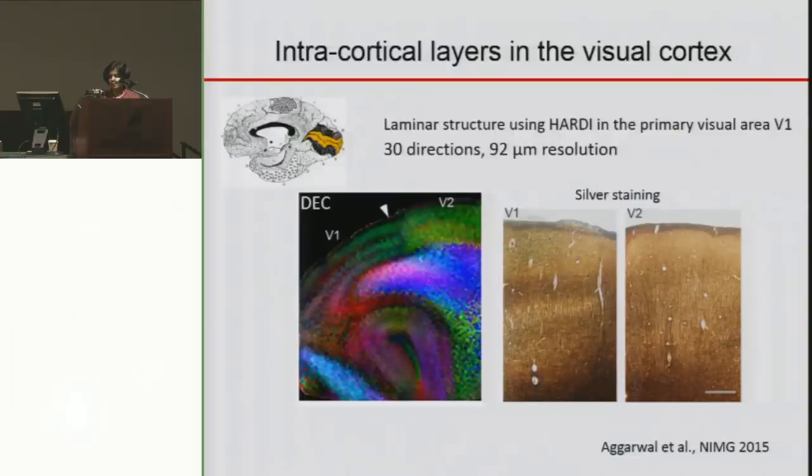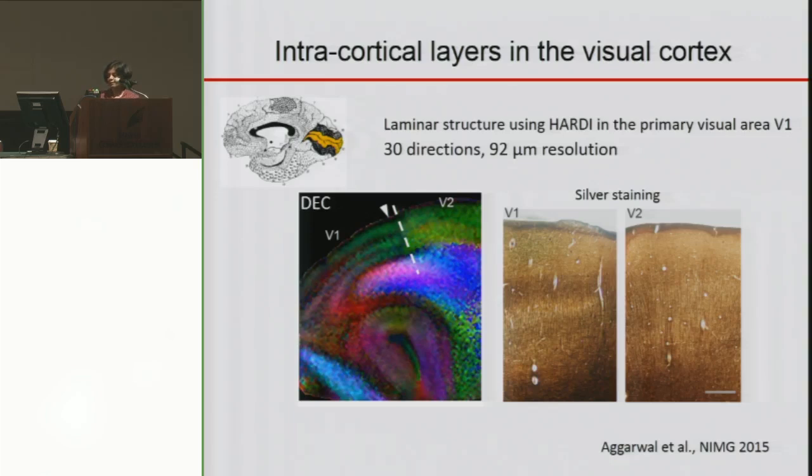So this is another example showing how we could use diffusion to actually differentiate different cortical areas within the visual cortex. So here, if we look at the color map on the left, we can see a clear layered structure in the primary visual area that is resolved on the basis of diffusion contrasts. And this is in stark contrast to what we see in the adjacent secondary visual area. So based on this, we can now actually demarcate the boundary between these two cortical areas in the visual cortex.